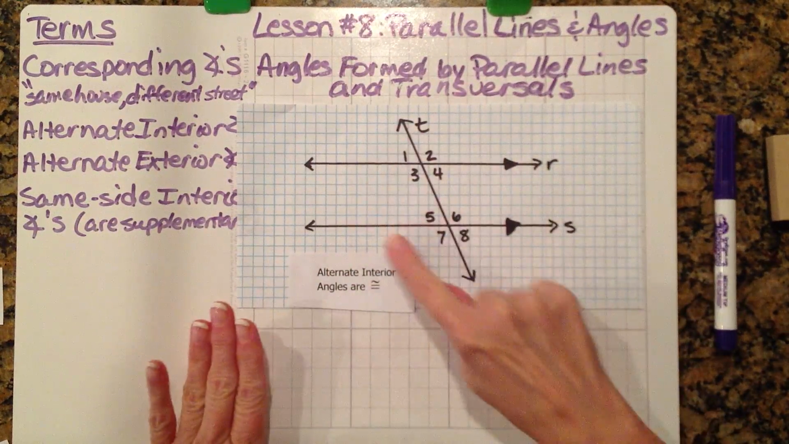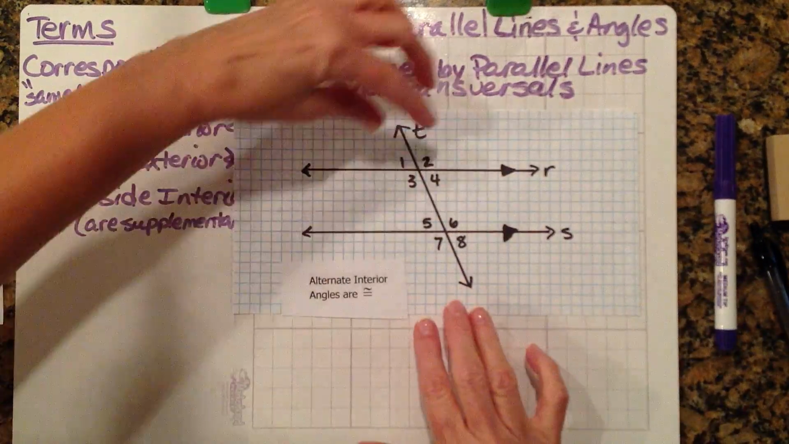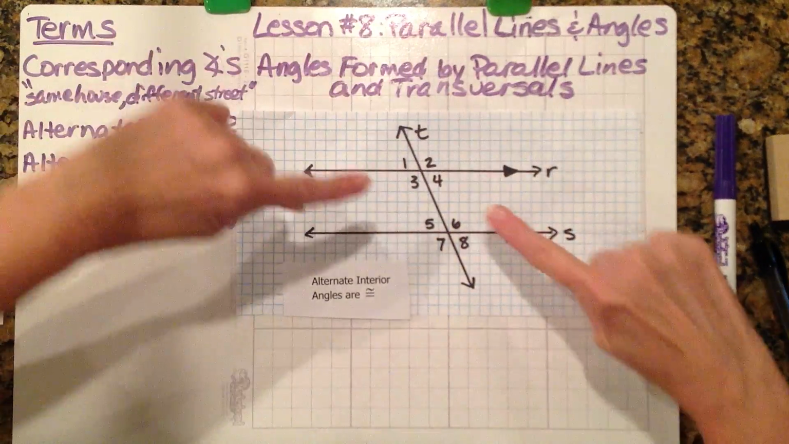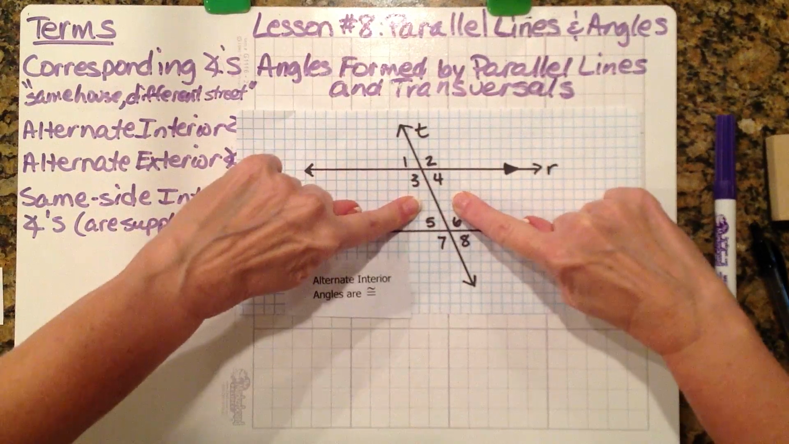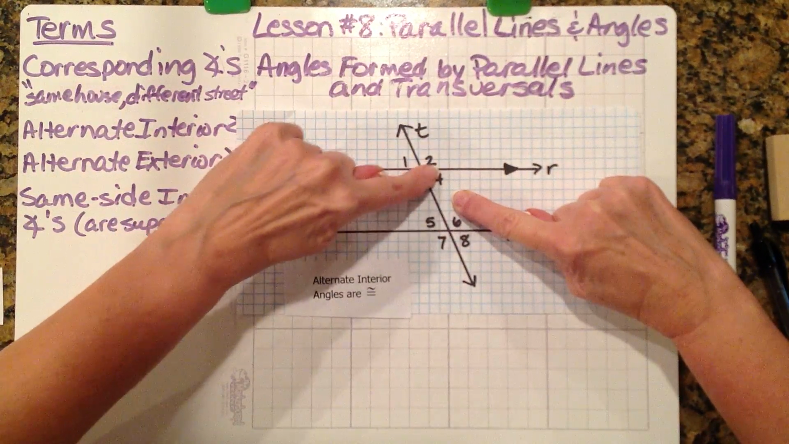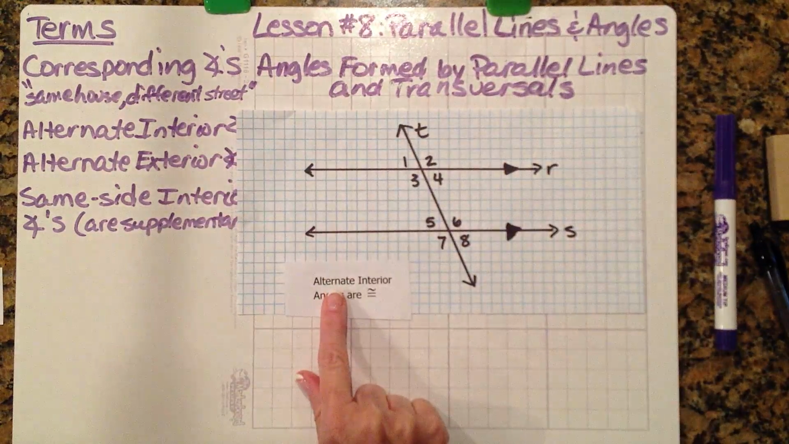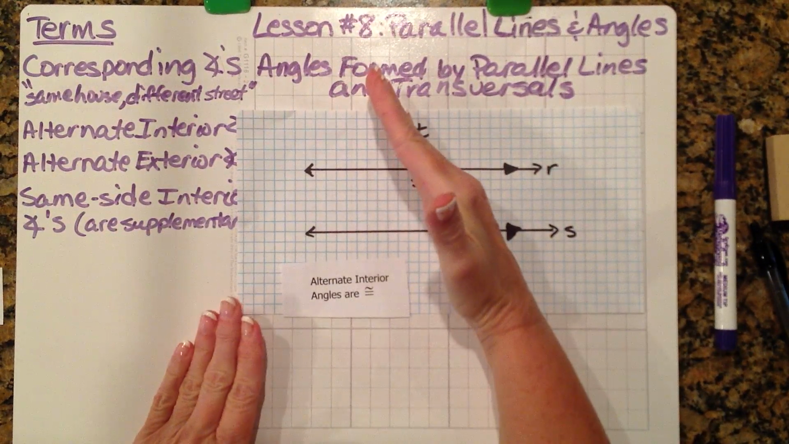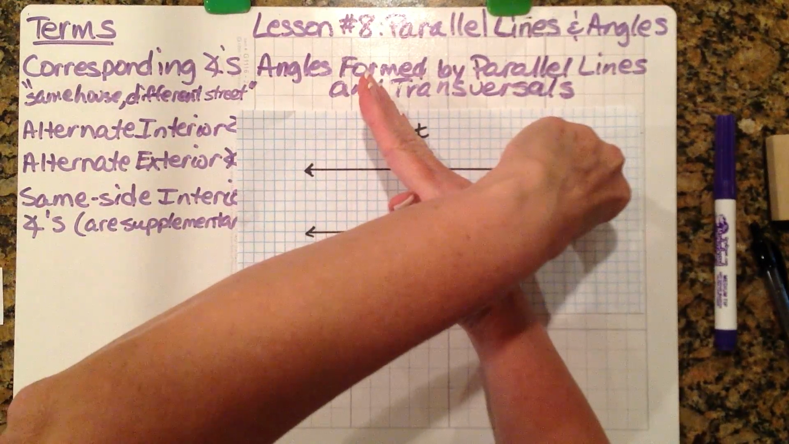All right, let's look at our whole diagram right here. In my opinion, this is the outside right here of a neighborhood. These are the inside. They're in the interior of our drawing right here. So 3 and 4 and 5 and 6 are the interior. And alternate means that they're on the alternate side of the transversal. So this is my transversal. This is one side of the street. This is the other side of the street.